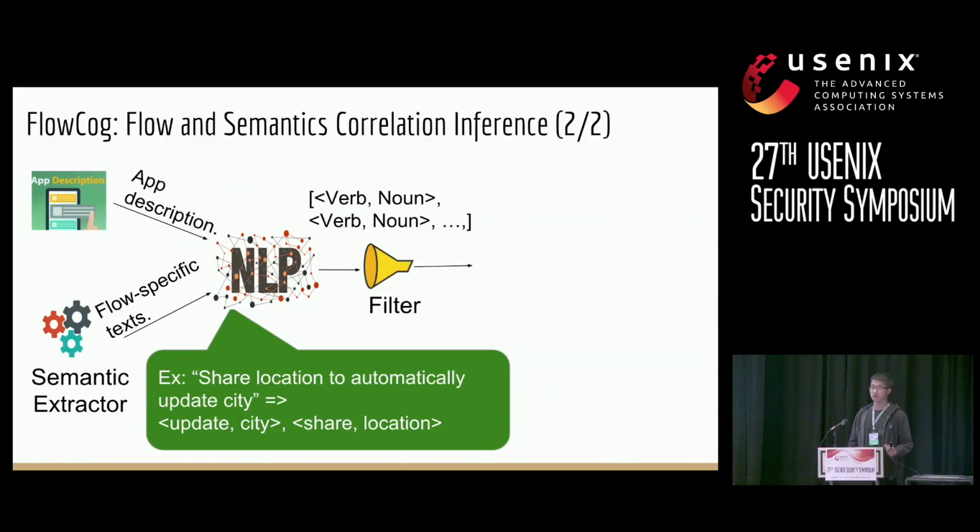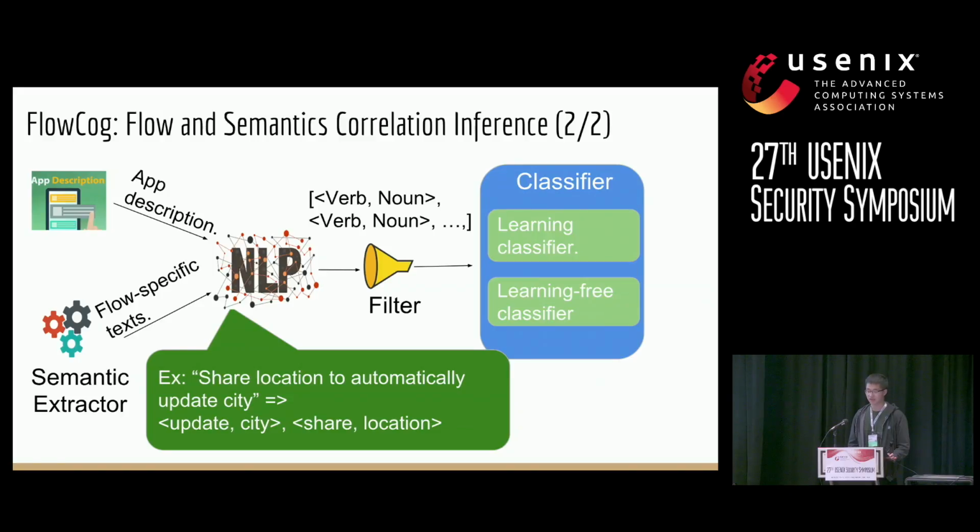Next, we will go through the filter. The filter will further remove those less informative words like Android or app, something like that. And then it will normalize all the text. The result will be sent to the classifier.